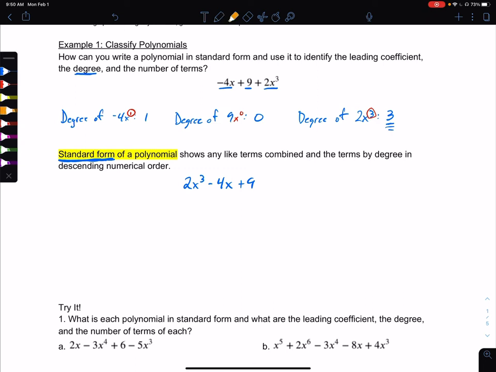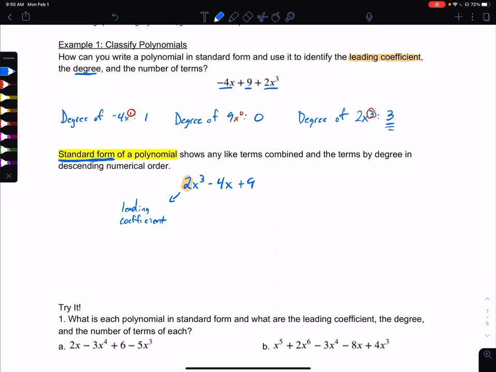Next, they're asking about the leading coefficient up top here. The leading coefficient is, think leading, what's in front, what's first. So once you have it in standard form, your leading coefficient is the constant in front of your leading term. Okay, so this 2x cubed, that 2 is our leading coefficient. So 2 would be our leading coefficient.